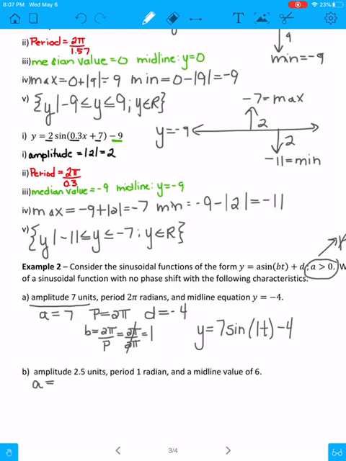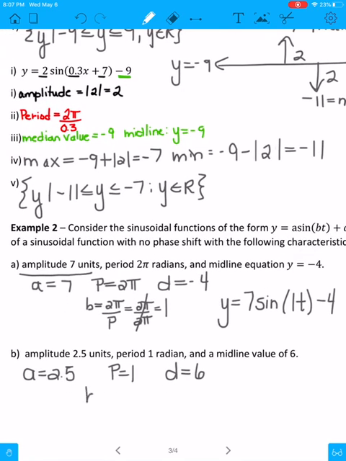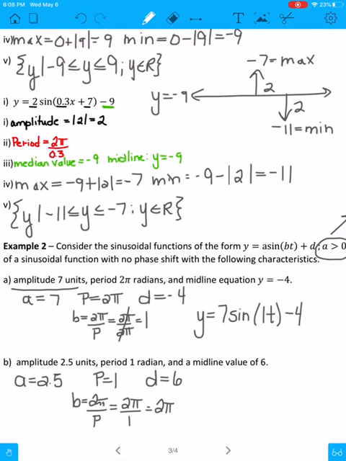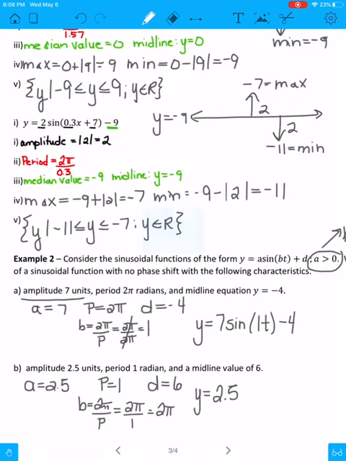Amplitude is 2.5, so a is positive 2.5 because it still said that a has to be greater than or equal to 0. The period is 1 radian, and the midline, so my d is 6. From the period, I can get the b value. So b equals 2 pi divided by p. So it's going to be 2 pi divided by 1, which is 2 pi. So now I have a, b, and d, and I just have to fill them in. So y equals a, which is 2.5, and it's positive only because up here it said a has to be greater than or equal to 0. If not, it could be negative. B, which is 2 pi t.